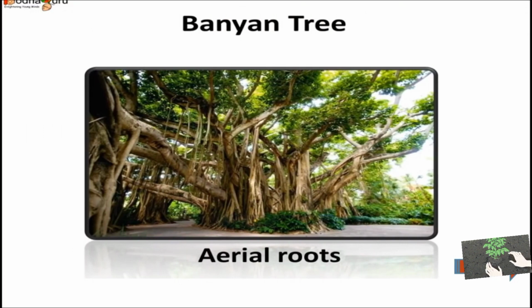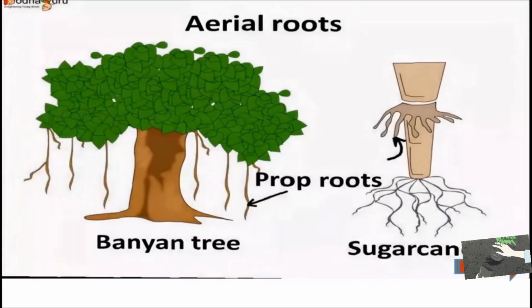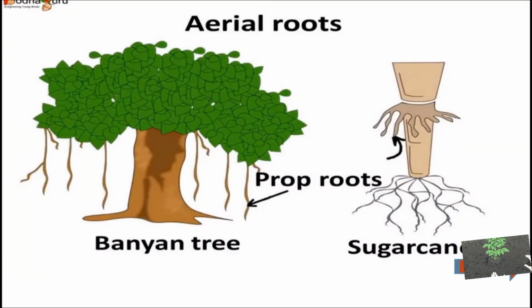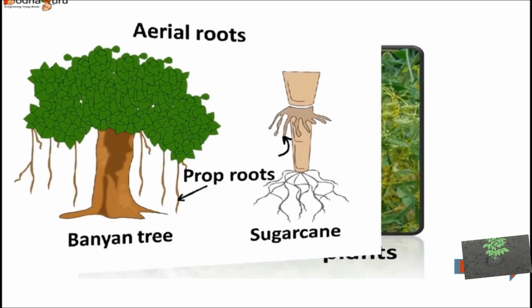Now, in some plants roots come out of the stem to perform a special function. These are called aerial roots. Aerial roots grow above the ground, like look here. These are the roots coming from the branches of the banyan tree. As these roots reach the ground, they also give support to the plant, and these are called prop roots. These prop roots can also be seen in sugarcane.